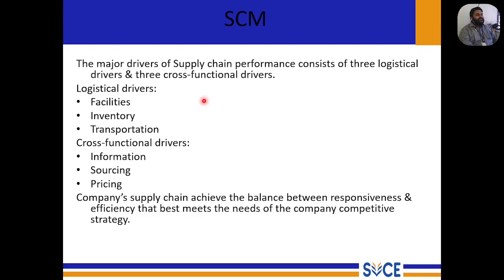The major driver of supply chain performance consists of three logistical drivers and three cross-functional drivers. Logistical drivers are facilities, inventory, transportation. Cross-functional drivers are information, sourcing, and pricing. A company's supply chain should achieve the balance between responsiveness and efficiency that best meets the needs of the company's competitive strategy.